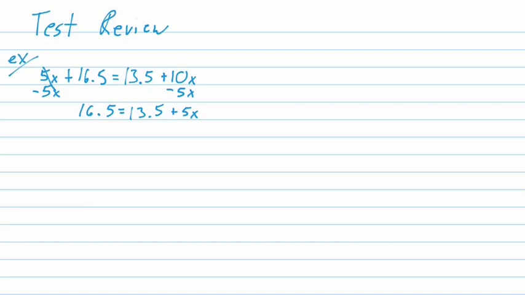And here it's a two-step equation. I hope we can do this. Subtract 13.5. Subtract 13.5. And I'll get 3 on this side equals 5x. Divide by 5. And x equals 3/5.